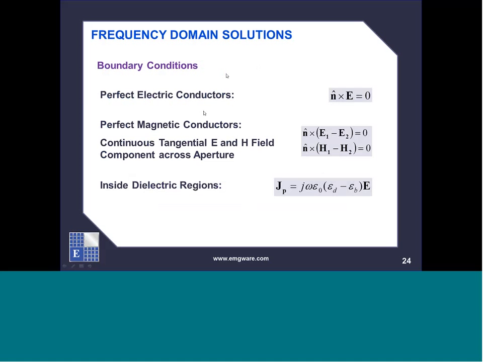So the boundary conditions are, for perfect electric conductors, the tangential electric field should be 0. For perfect magnetic conductors, we have continuous tangential E and H fields across the aperture. And inside the electric regions, we have volume polarization current that is proportional to the electric field inside the region. So these are basically the governing boundary conditions.